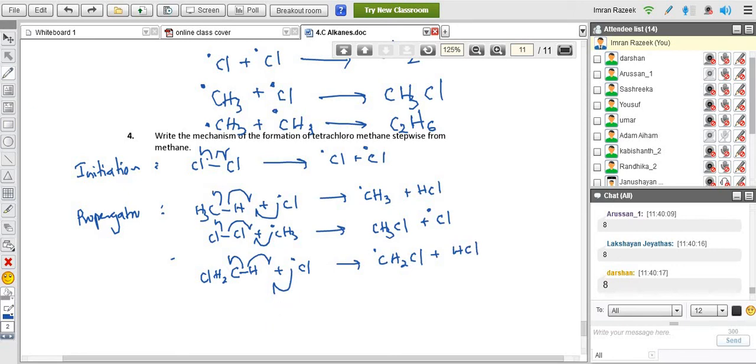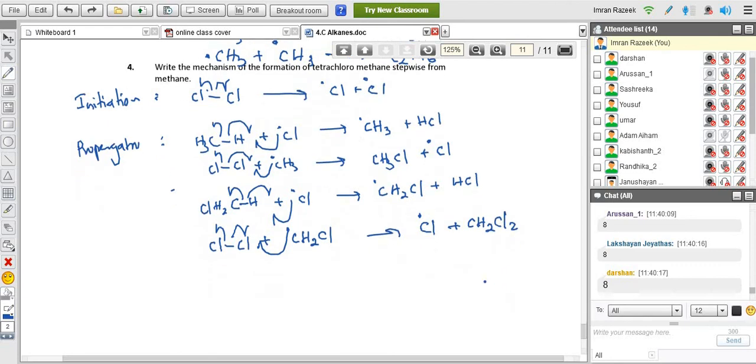And then this is the organic free radical attacking the inorganic molecule chlorine. The first two steps you repeat. CH2Cl free radical attacking this will give you chlorine free radical and CH2Cl2. This is 2 chlorine substituted. So the first two steps you notice, you get a chlorine free radical and haloalkane, and that chlorine free radical attacks the haloalkane again. So same thing happens here.